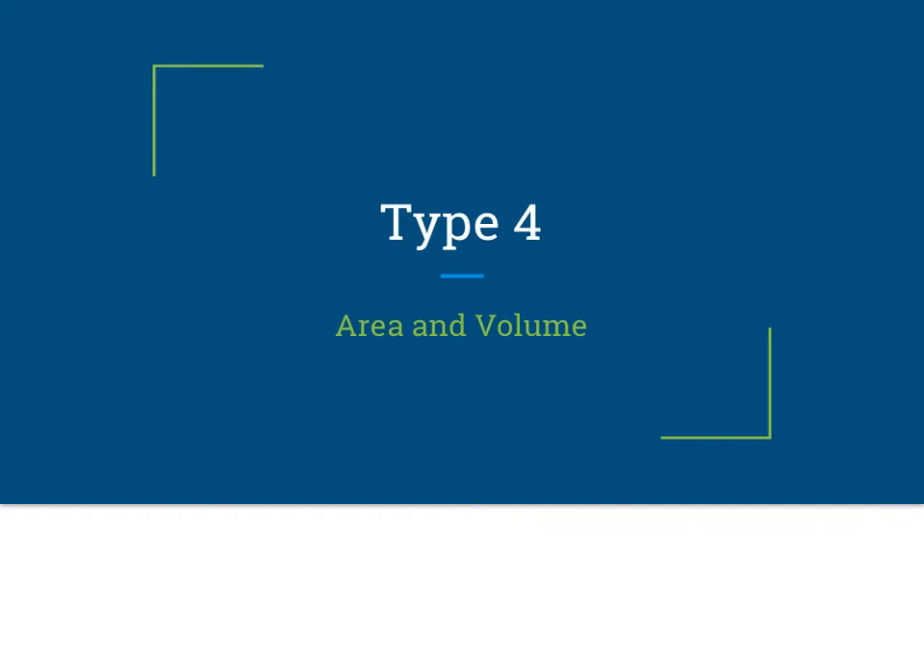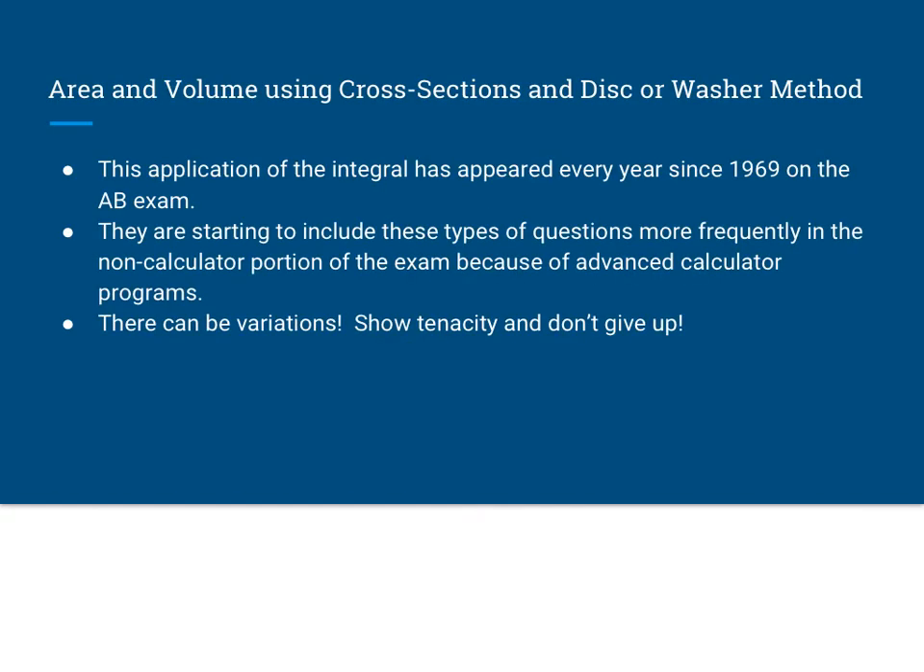Okay, now we're looking at the fourth type of area and volume problem, the good old area and volume. Now you think that you have this mastered. I know you do, but I'm going to throw some tricks your way. First of all, when you are doing these problems, a couple of things you need to keep in mind. Did you know that this type of problem has appeared every single year since 1969 in the AB exam? So you better be solid on it.